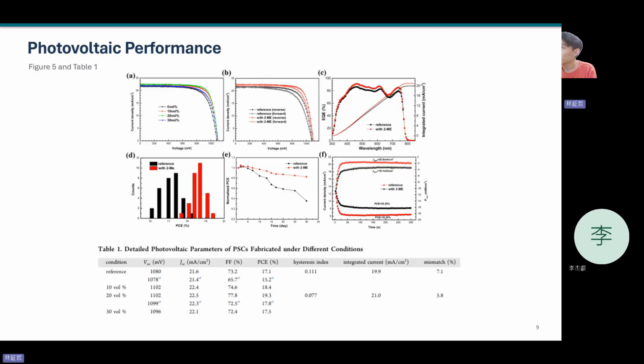The average efficiency is also over 18.5%, showing better repeatability. Overall, 2-ME improves voltage, current, fill factor, and the efficiency.